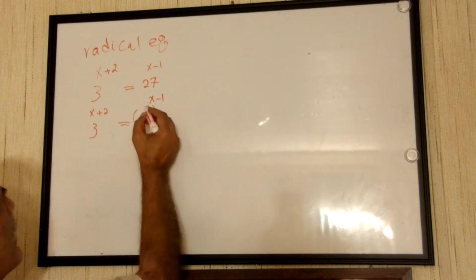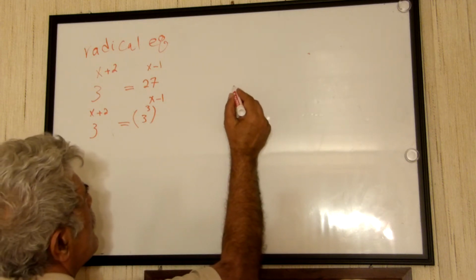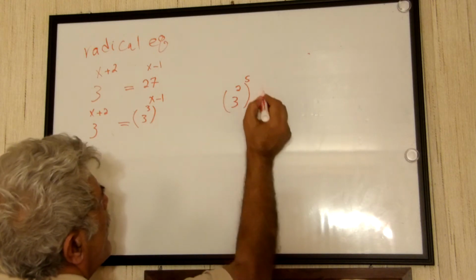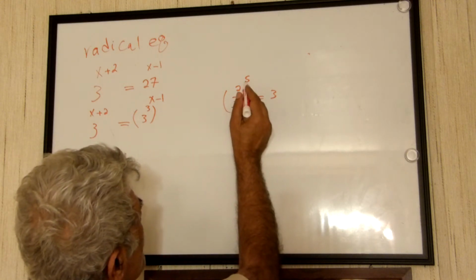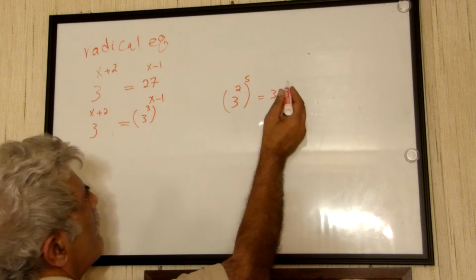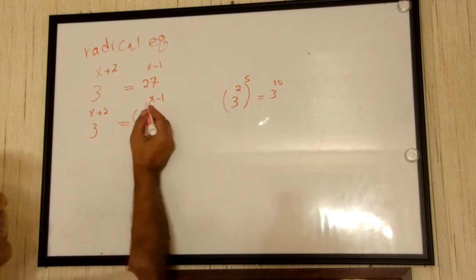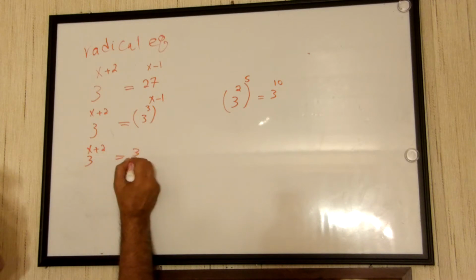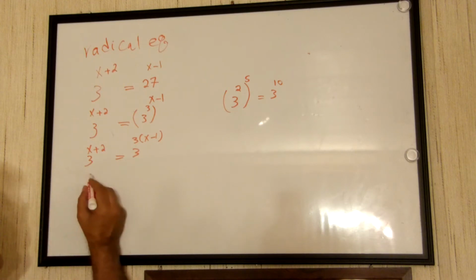If we have 3 to the power of 2 raised to the power of 5, what's it going to be? We multiply this exponent by this exponent. So 2 times 5 is going to be 10. The same thing applies here: 3 is going to be multiplied by x minus 1.